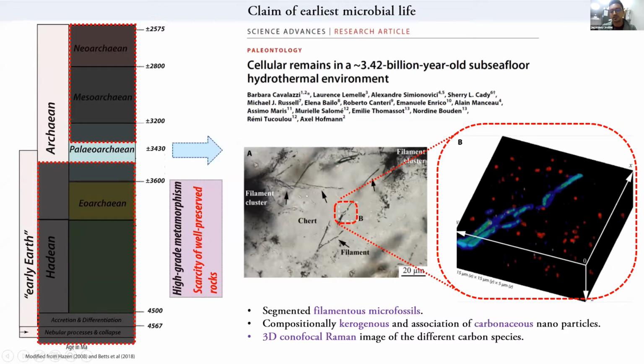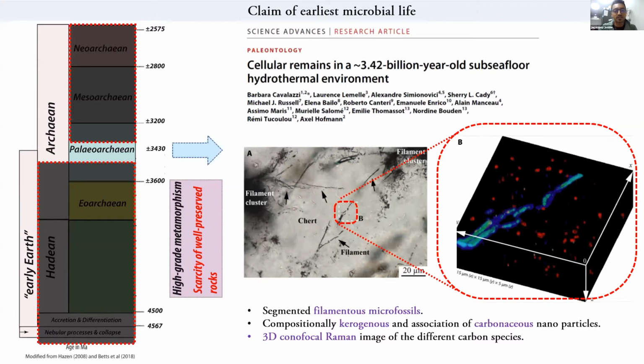I show this because of its recent discovery by a group of scientists who argue to have found the oldest evidence of methanogens or filamentous-like bacteria. These are filament-shaped, needle-shaped bacteria of very tiny diameter, close to about 1 micron.